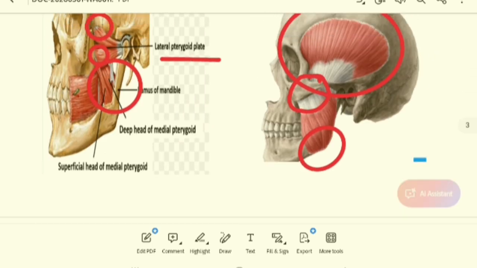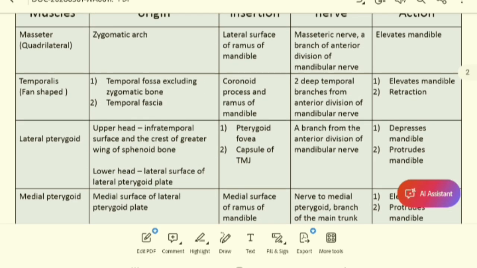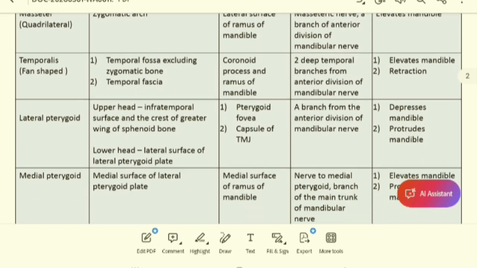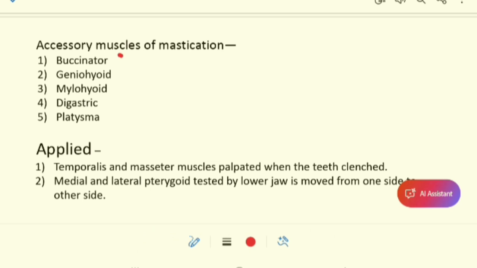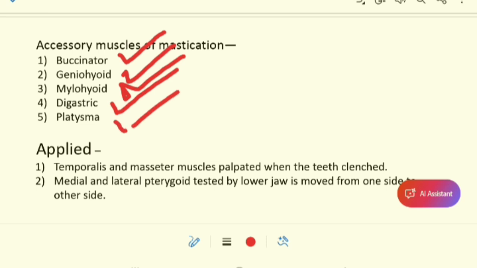Moving on, we have done the four main muscles of mastication. Now we are going to do the accessory muscles of mastication. Okay, so that is the buccinator, the geniohyoid, the mylohyoid, the digastric, and the platysma.